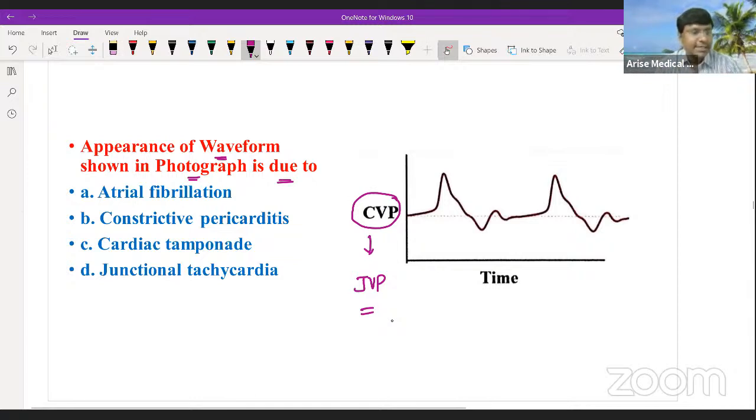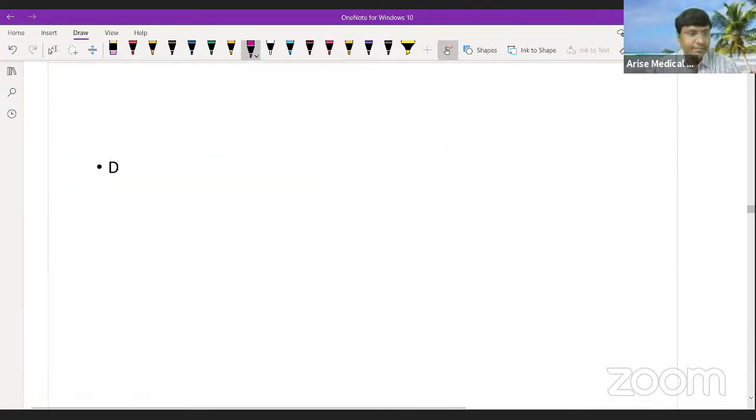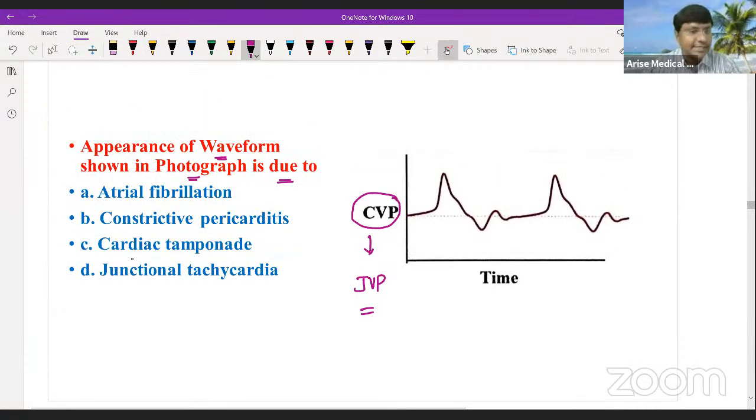Okay, now let me trace out the waveforms. The answer in this question is, it's not D actually, I'm sorry. Why are you telling constrictive pericarditis? The answer is cardiac tamponade, right? The answer is cardiac tamponade.